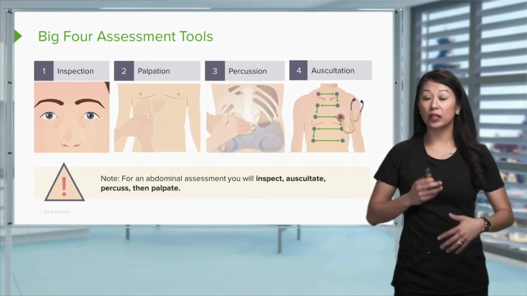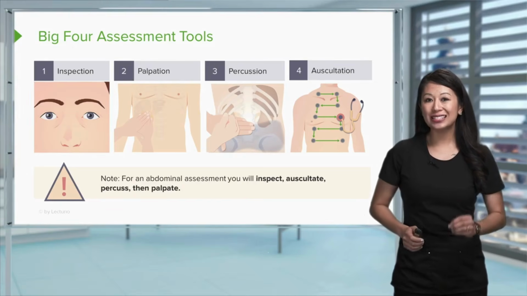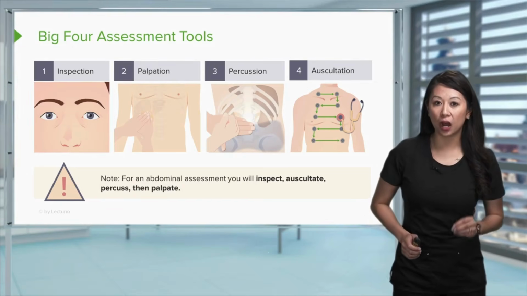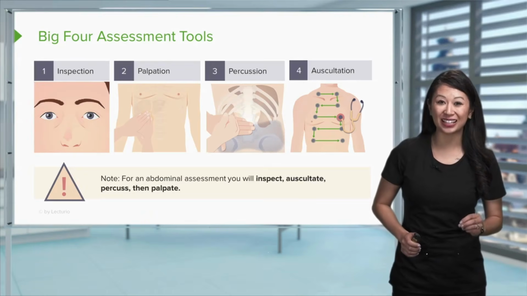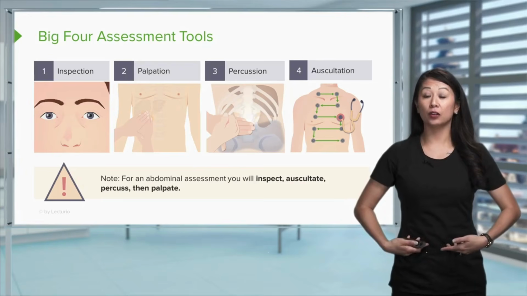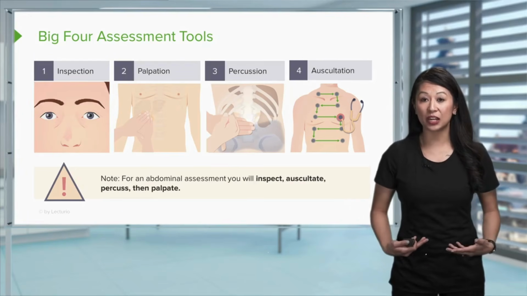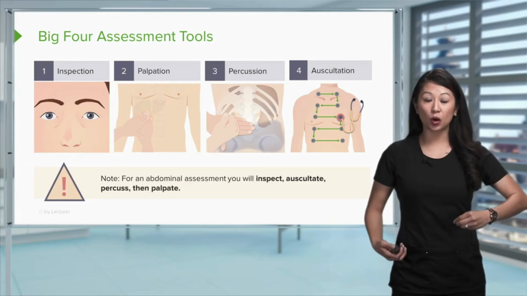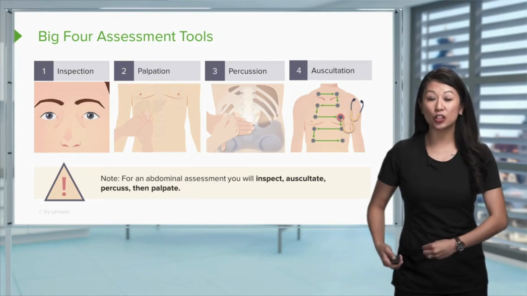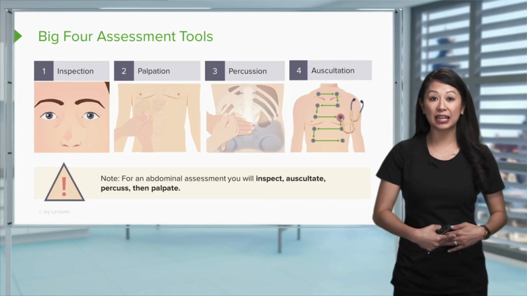Now, one thing before we leave the big four. Typically we use these four things to help us gather information. Just know when you're talking about an abdominal assessment specifically, the order's a little different. You want to look at the stomach and the skin and everything with your eyes and perform inspection. Then we use our ears and listen to those bowel sounds. Then we can percuss if indicated.